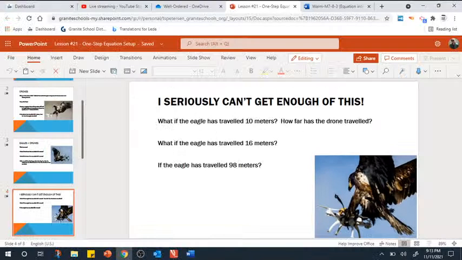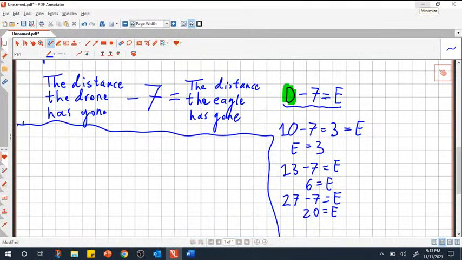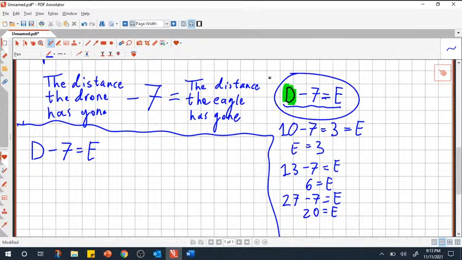So let's take a look at what is happening when we're saying that. When I say that the eagle has gone 10 meters, our equation in our head looks like this. We know that the drone distance minus 7 is equal to the eagle distance. That's what we came up with over here. And when I tell you that the eagle distance is 10, your brain replaces it with 10. Now you came up with the drone distance is equal to 17.